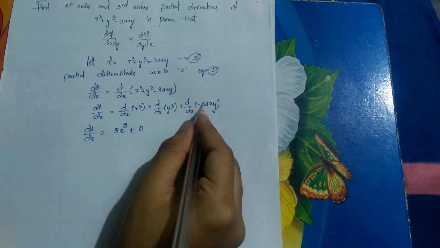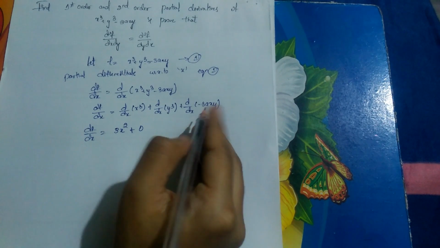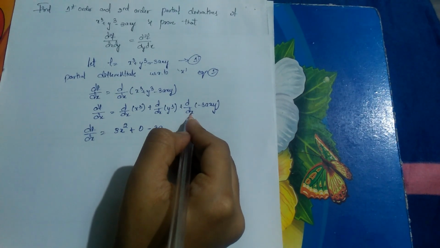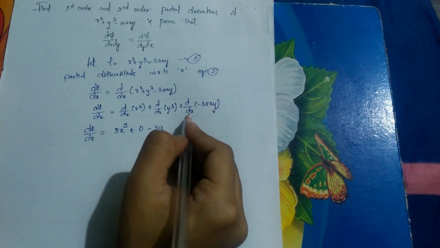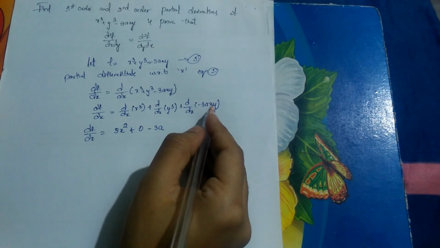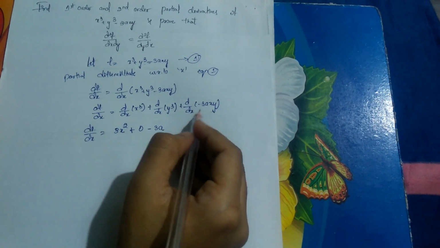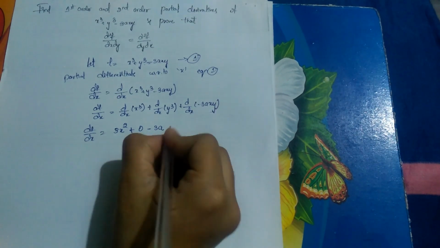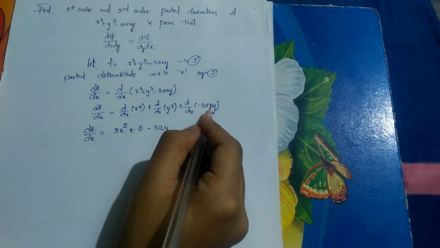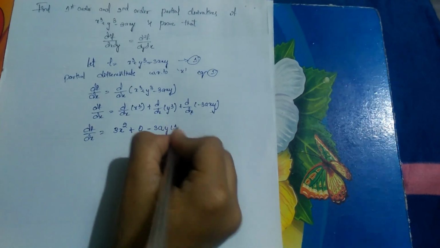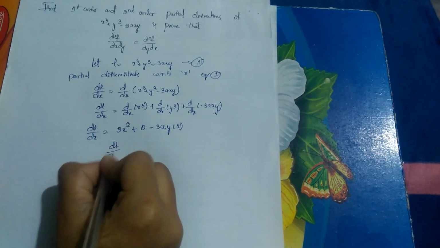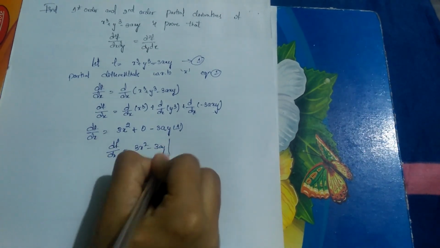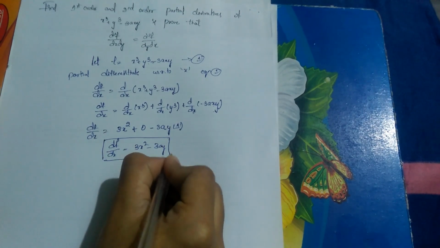And dou by dou x of minus 3axy. Minus 3a is a constant, so write minus 3a as it is. Then we have here xy differentiated with respect to x. When we are differentiating a term with respect to x, the other variable is treated as constant. It means we are differentiating with respect to x, then y is treated as constant. So write the y as it is here, and then x differentiation with respect to x gives us 1. So dou f by dou x is equals to 3x square minus 3ay, the differentiation of the function with respect to x.